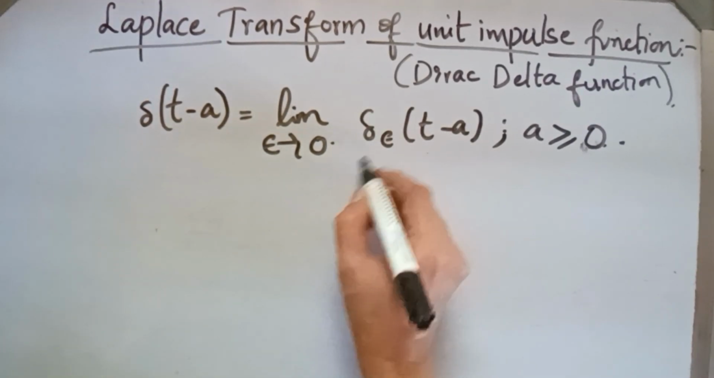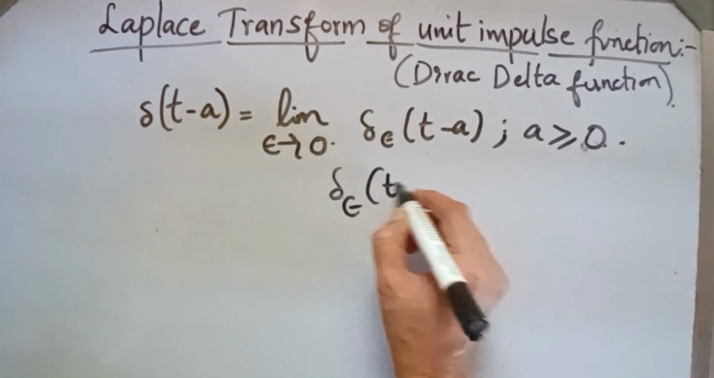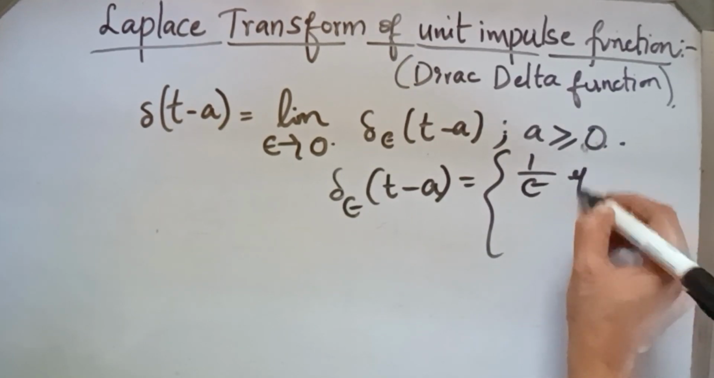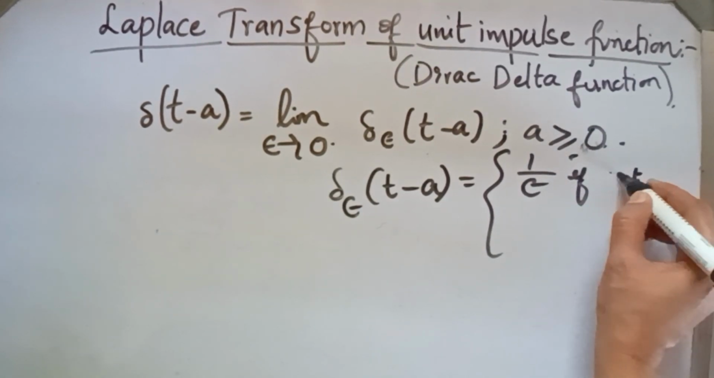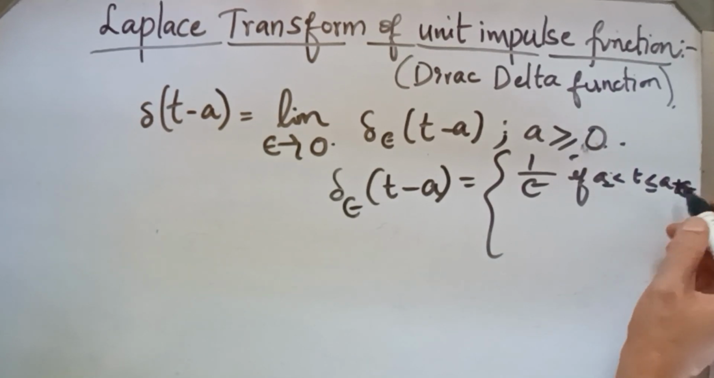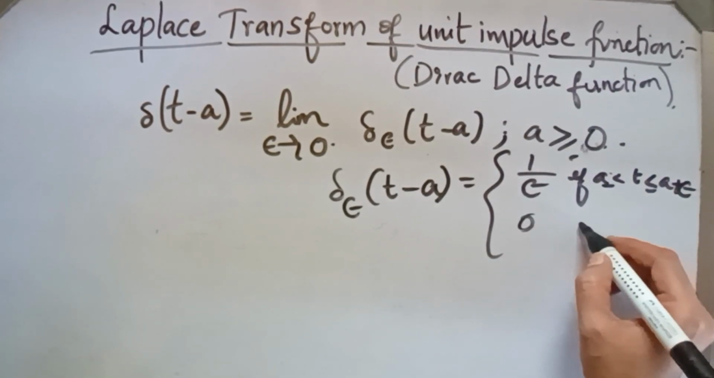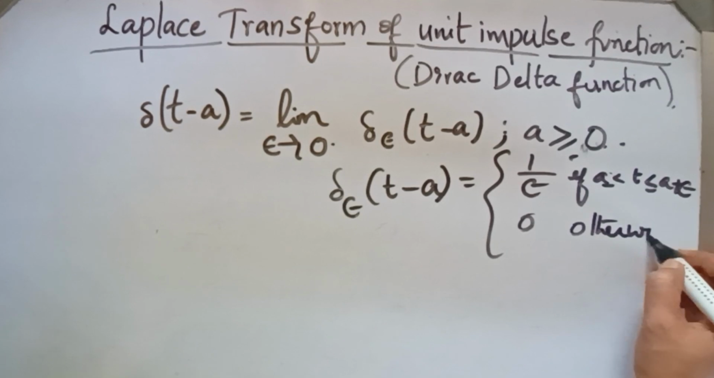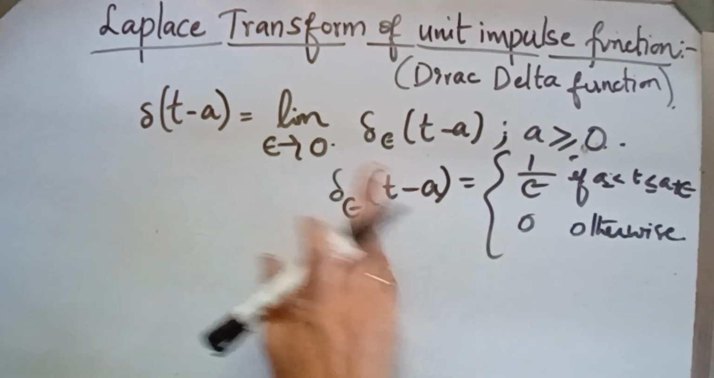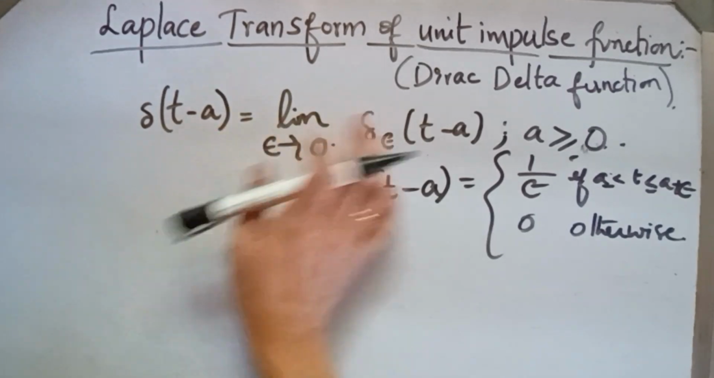That is, this delta epsilon of t minus a is equal to 1 by epsilon if t is greater than or equal to a and less than or equal to a plus epsilon, and it is 0 in all other cases. So that is how we define delta epsilon of t minus a, and using it, delta of t minus a is defined like this.